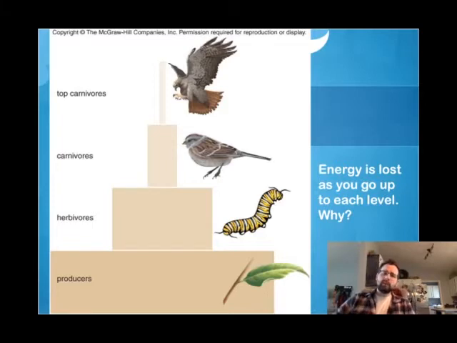Okay. So, looking here at this odd-shaped pyramid, we're going from producers up to primary consumers, this caterpillar, secondary consumers, the bird here, and then tertiary consumers, this hawk. It's basically a food chain, right? Going from bottom to top. One of the trends that happens as you go through a food chain, up trophic levels, is that energy is lost.